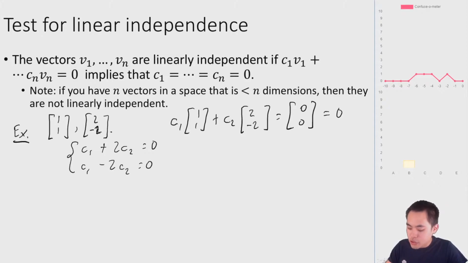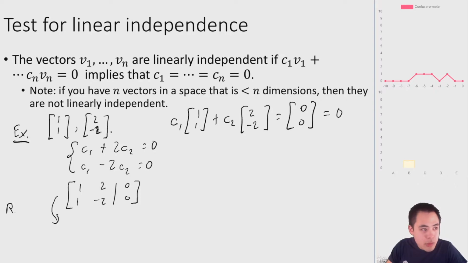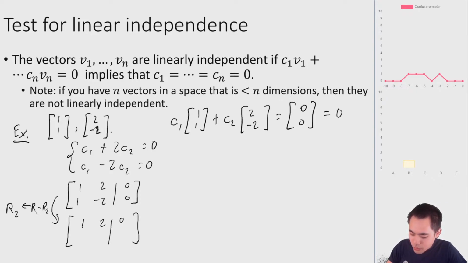One way to solve this is to turn it into an augmented matrix. So you have [1, 2, 0] and [1, -2, 0], and then you try to do row reduction. In the very first step, we take R2 to be R1 minus R2. You're not doing anything to R1, and R2 is going to be [0, 4, 0]. Then we can take R2 to be R2 divided by 4. So that's going to be [1, 2, 0] and [0, 1, 0].